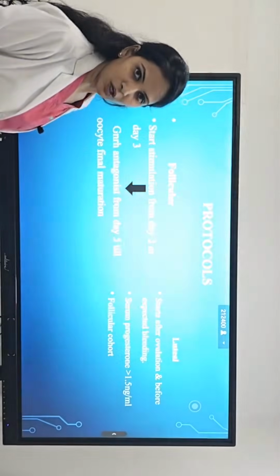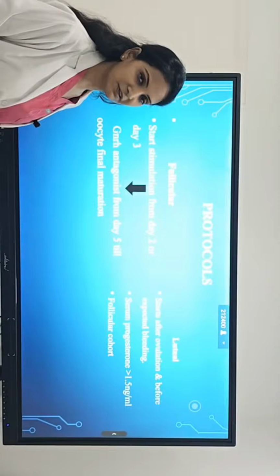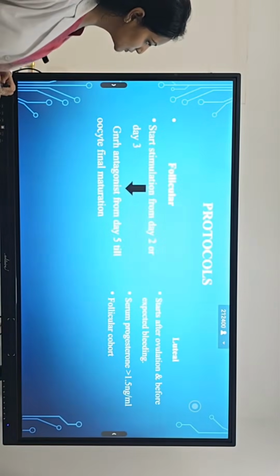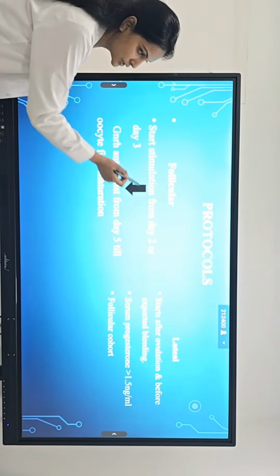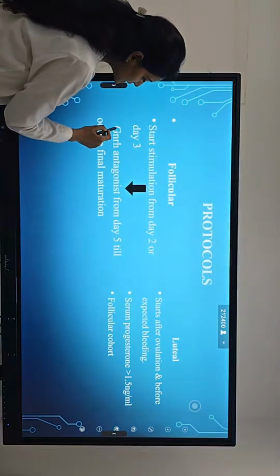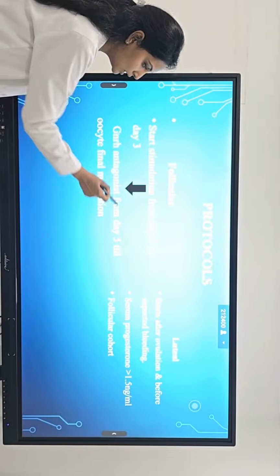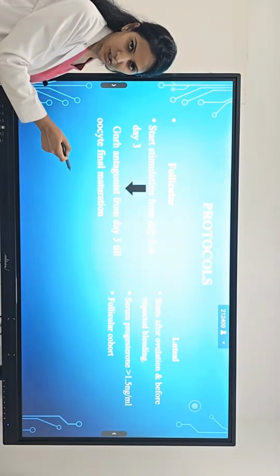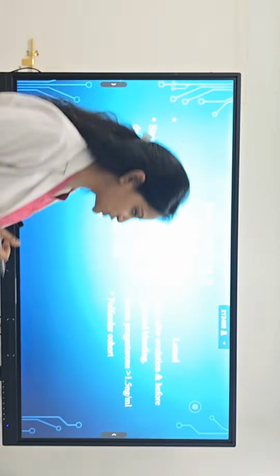So what is the protocol of follicular phase stimulation and luteal phase stimulation? In follicular phase stimulation, we start stimulation on day 2 or day 3, and from day 5 we start GnRH antagonist till oocyte final maturation. This is called follicular phase stimulation.